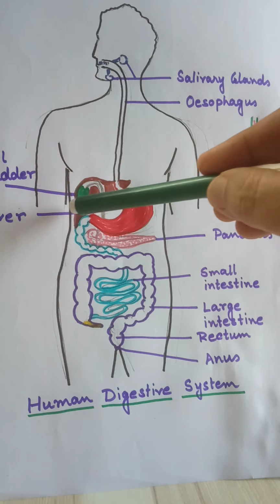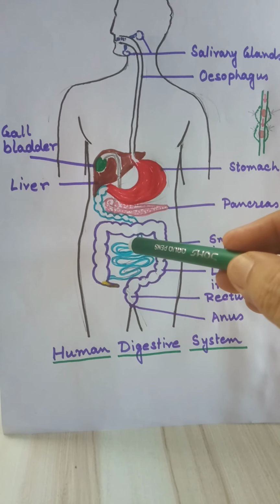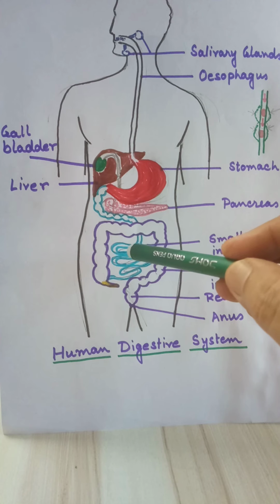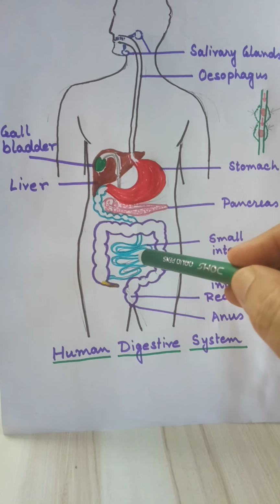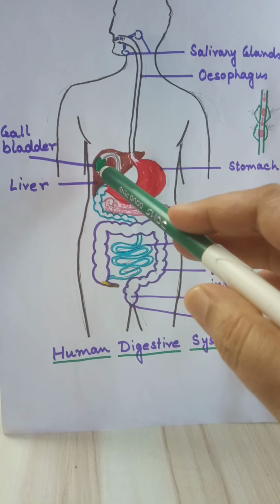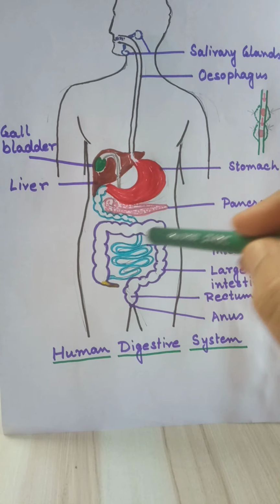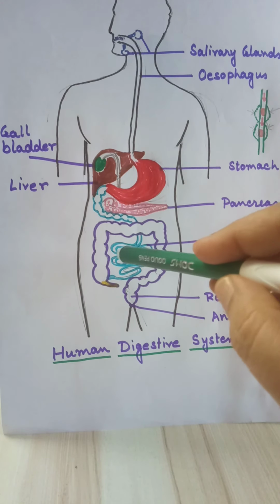Now the food enters into the small intestine. The small intestine is a highly coiled long tube about 7.5 meters long. It receives secretions from the liver and the pancreas. Besides, its walls also secrete juices.